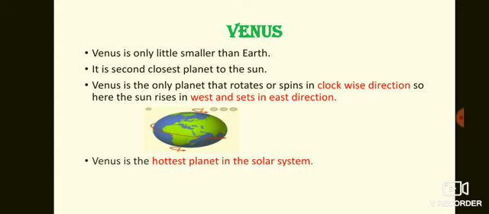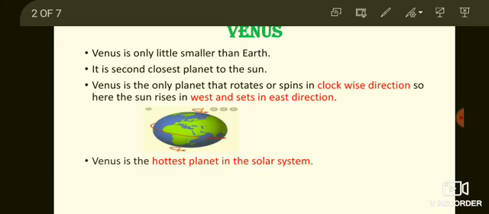Venus is the only planet that rotates or spins in a clockwise direction. So here the Sun rises in the west and sets in the east. This information is very important, so you all should keep these things in your mind.